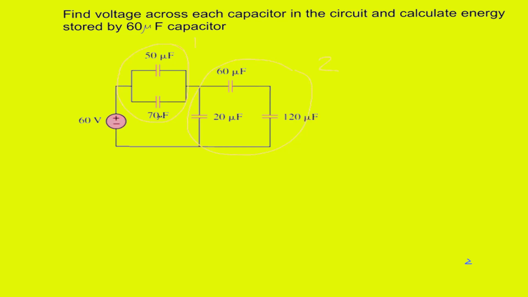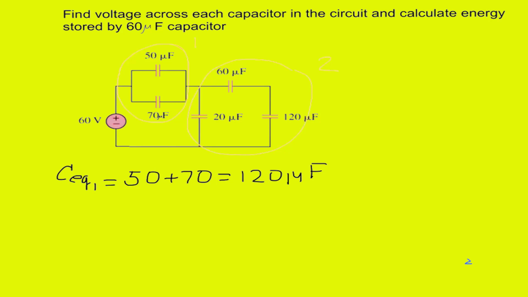So let's do this. For group 1, the equivalent capacitance, C equivalent 1, will be, we have two capacitors, 50 and 70, connected in parallel. So if they're connected in parallel, to find the total or equivalent, we have to add them up. So 50 plus 70, we have 120.